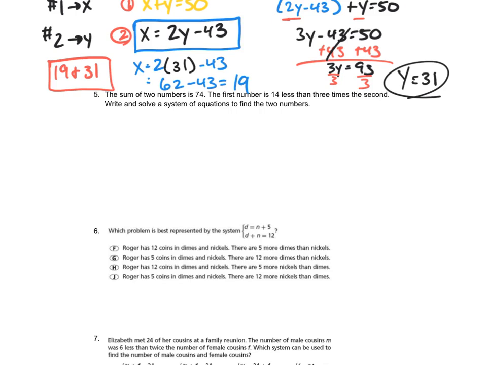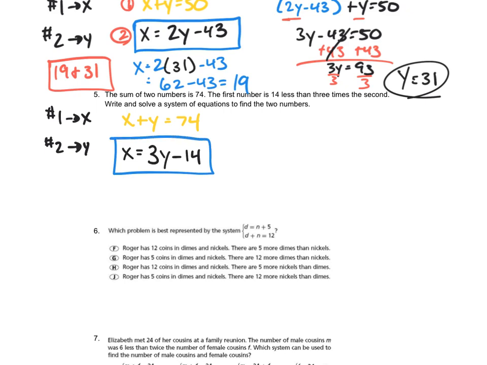For this next one, it says the sum of 2 numbers is 74. So X plus Y equals 74. We are going to keep it exactly the same. Your number 1 will be X. Your number 2 will be Y. Now, in the second equation, it says the first number is, so X equals 14 less than 3 times the second. Well, 3 times would be Y. 14 less means minus 14. Now, just like before, you want to take this and plug it in because you already have an X by itself. So you would have 3Y minus 14 plugged in for X, plus Y, and they have to equal 74.